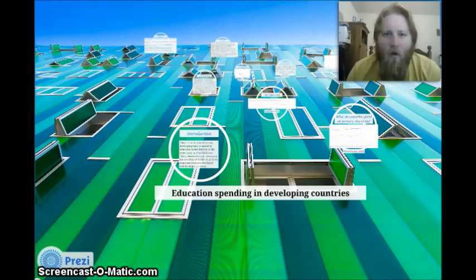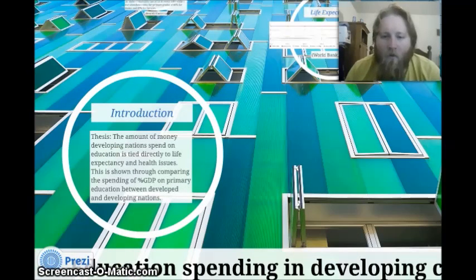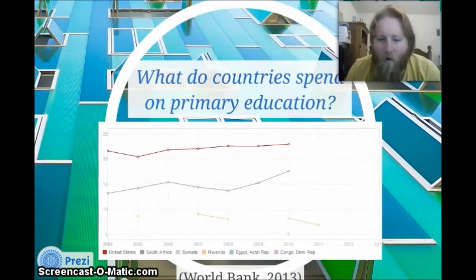And today I'm going to be going over education spending in developing countries and the stuff that it's tied to. The amount of money developing nations spend on education is actually tied directly to life expectancy and health issues. And this is shown through comparing the spending of percentage of gross domestic product on primary education between developed and developing nations. Here's a graph from worldbank.org, acquired in 2013.